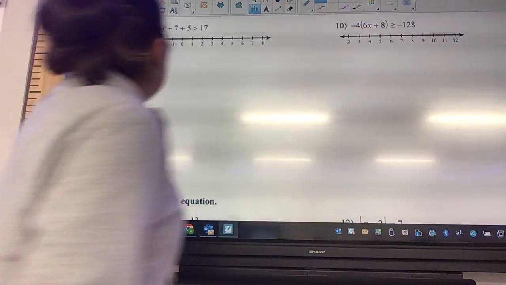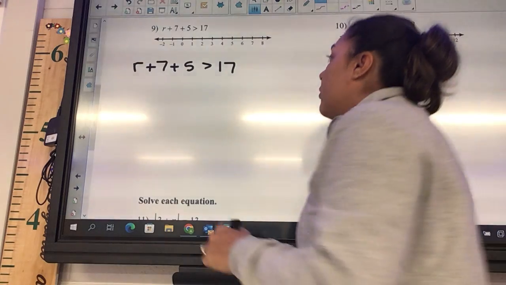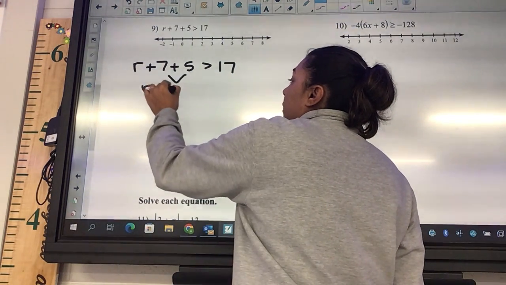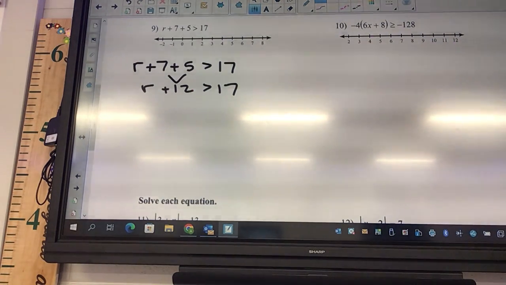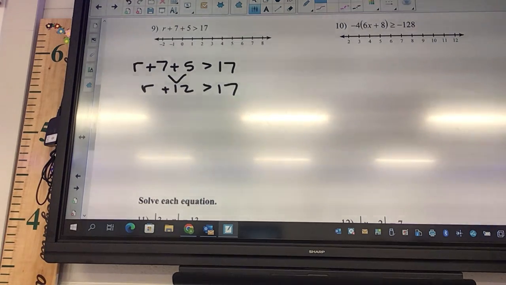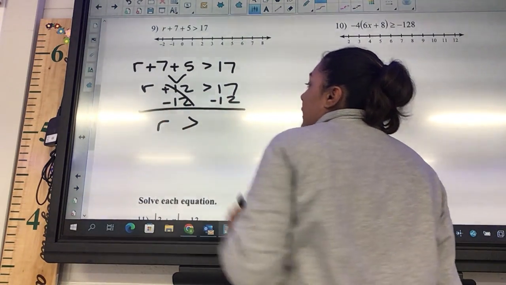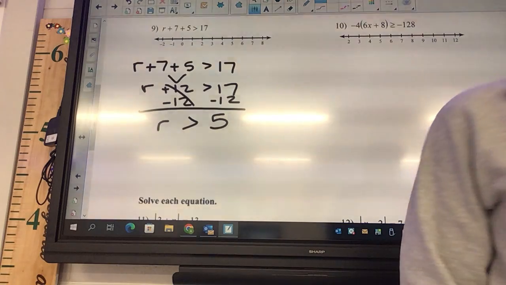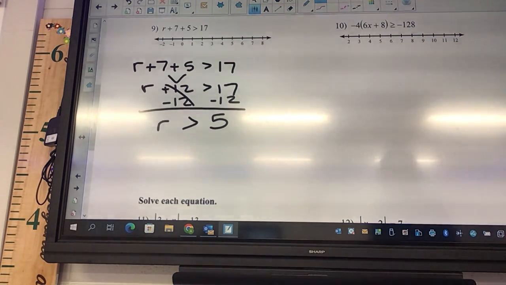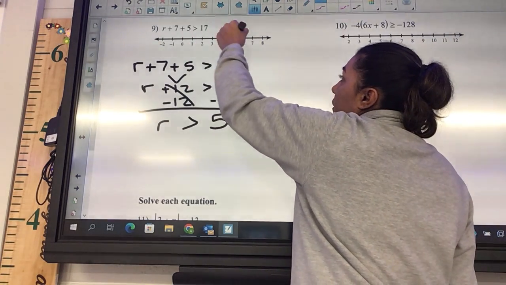Okay, 9. What do we need to do first? Combine. What can we combine? 7 and 5. Good, so what is 7 plus 5? 12. Okay, and then what? Subtract 12. 17 minus 12. That's 5. Okay, on the 5, should that be open or closed? Open, going to the right. Good.